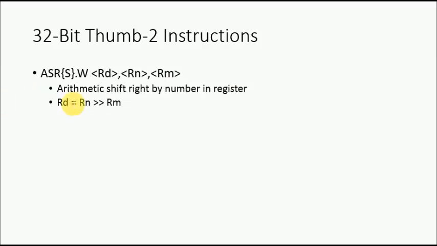ASR.W Rd, Rn, Rm. Now here ASR indicates the arithmetic shift right by a number in the register. Content of Rn is shifted to the right by the bit position specified in the Rm, and the result will be stored into the Rd register. Now this S is optional. If I insert S here, it is going to affect the flags. Otherwise this instruction does not affect the flag register.